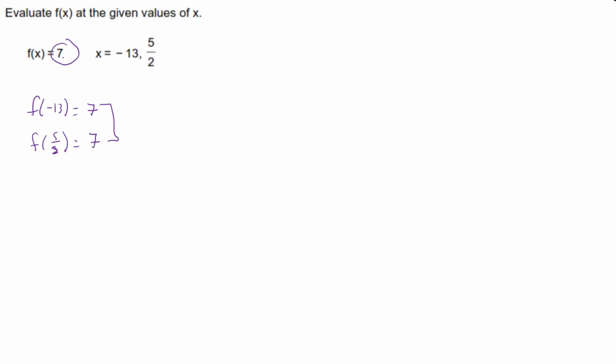If we had a variable on here, then we'd have to multiply or divide or whatever we have to do. But since we don't have the variable, it's just a constant function, and our answer is always going to be 7 no matter what.